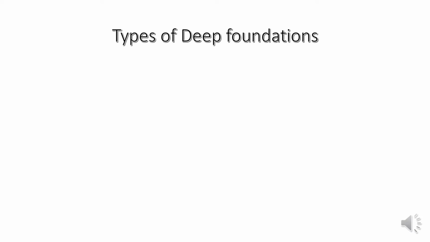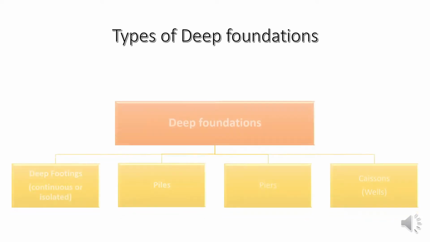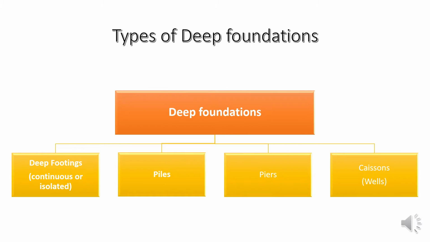Types of deep foundations. The deep foundation shall be classified into four groups. First one is deep footings or continuous or isolated footings. Second one is piles. Third one is piers. Fourth one is caissons or wells.